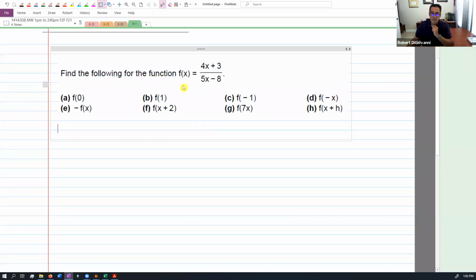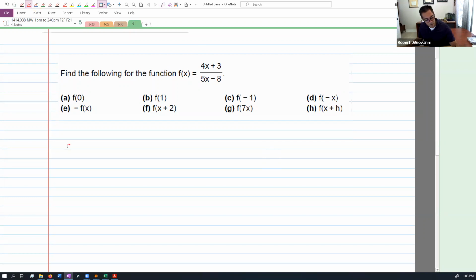So we're given the function f of x is 4x plus 3 over 5x minus 8. And we're going to start doing some of these. I'm going to do the first few myself because these go pretty quick. Part A, all we want to do is plug 0 into the function. So just replace all of our x's with zeros. And of course, the 4 times 0 and the 5 times 0, that gives you 0. So all you're left with is the 3 on top and the -8 on the bottom. And that's it, we're done.